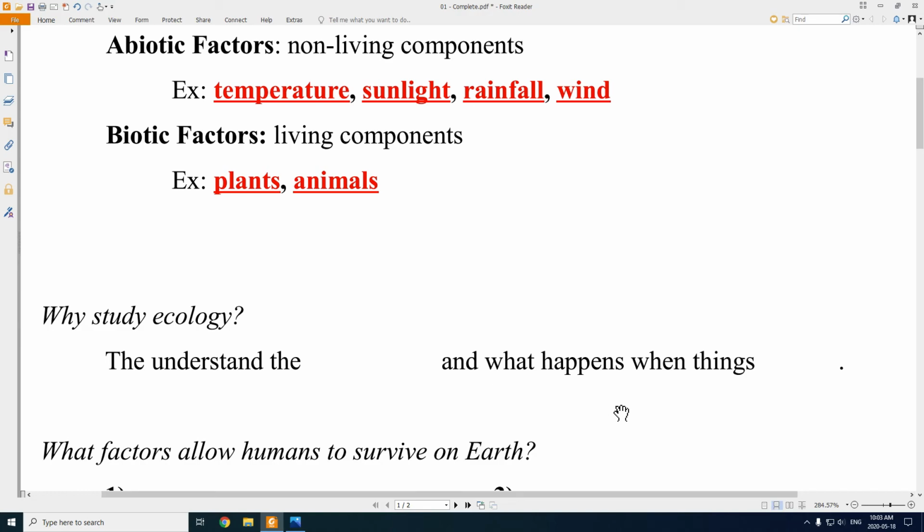All right, so why study ecology? Well, we want to understand what the connections are between the living and non-living things in an environment, and also what happens when things change. The Earth is going through a huge change right now because of climate change. There's been climate change in the past, but never at the rate that it's happening today. It's happening much faster than it ever has in the past. So it's very important that we understand how that will change things and how that will change both the plant and the animal life that we rely on.